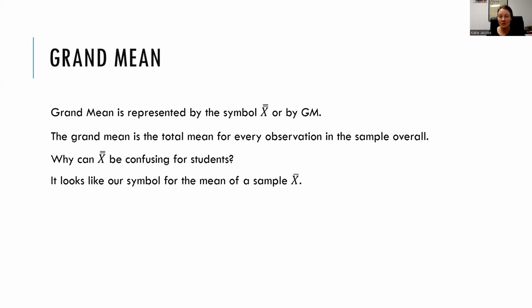So why can the symbol that has X with two bars on top be confusing for students sometimes? It kind of looks like our symbol for the mean of a sample, which is X bar. So you just have to be really careful when we're looking through our different formulas and when you're calculating things. And if I were to ask you what X with the two bars on top was, you'd have to be able to tell me that it's the grand mean. The way that I remember is that this mean is very grand. It's like a king. It's got a crown. It has its two little bars on top. And so that helps me remember the difference.